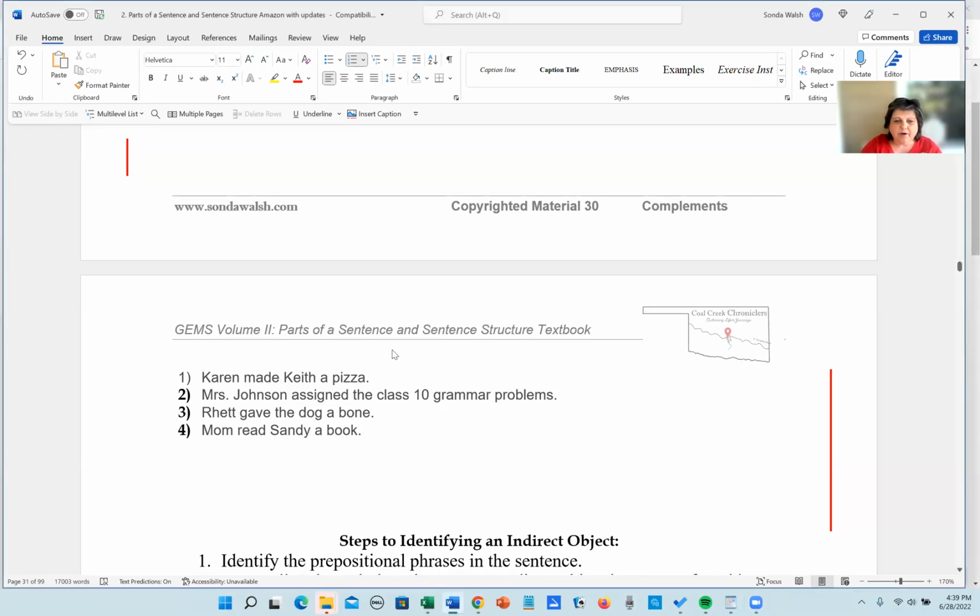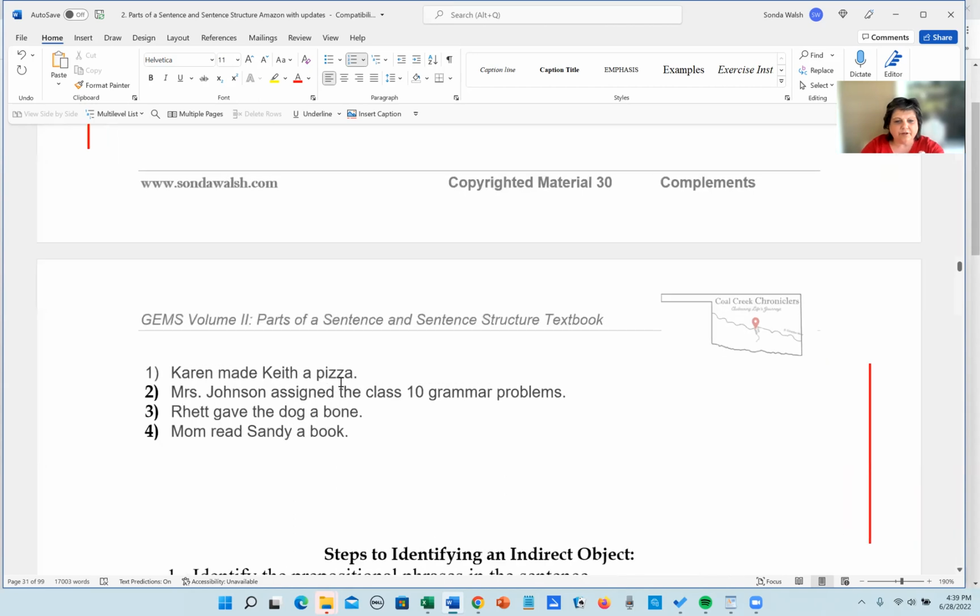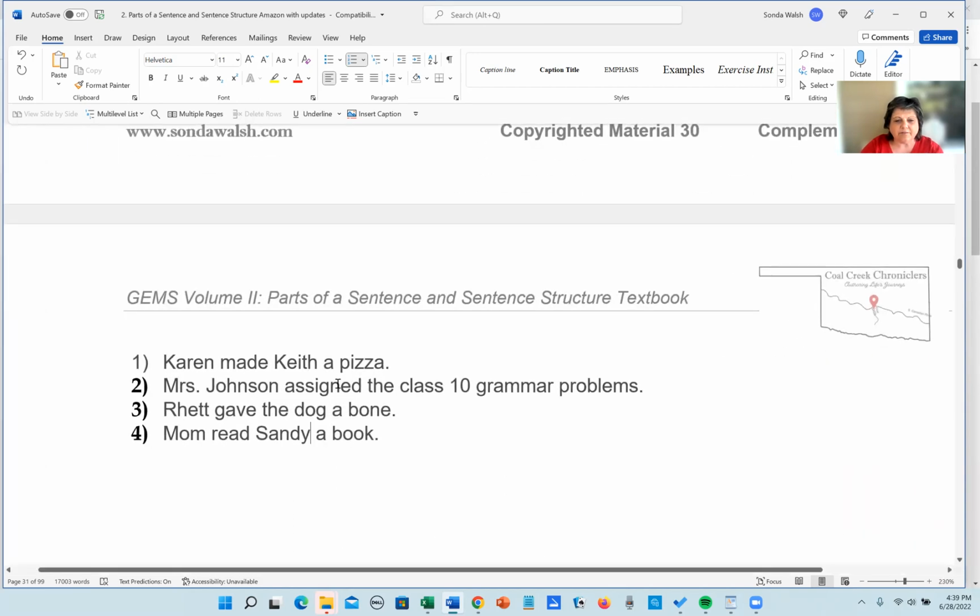All right, we're going to go through and I will demonstrate for you how to identify indirect objects. So we go back and we do all of the same steps that we did for a direct object. First thing you do is identify prepositional phrases, and none of these sentences have prepositional phrases or infinitives.